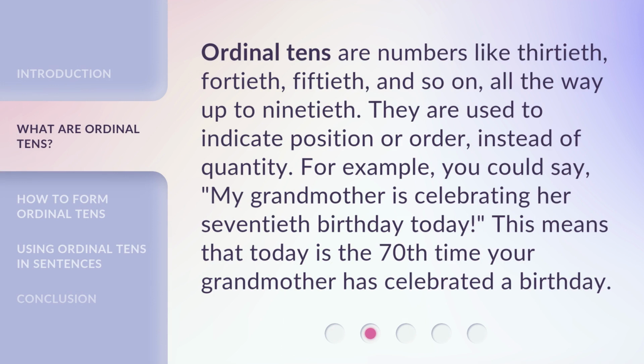Ordinal tens are numbers like 30th, 40th, 50th, and so on, all the way up to 90th. They are used to indicate position or order, instead of quantity. For example, you could say, "My grandmother is celebrating her 70th birthday today." This means that today is the 70th time your grandmother has celebrated a birthday.